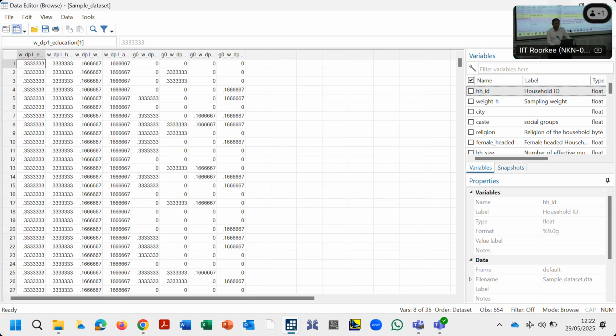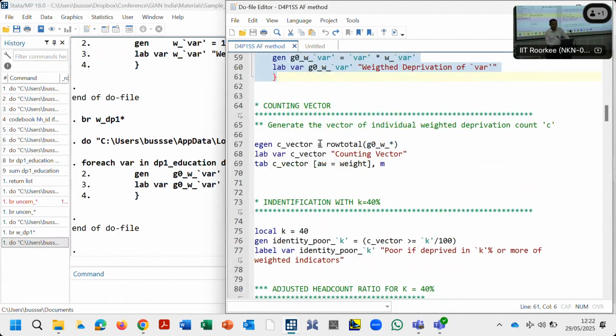Now, what is the next step? The next step is to create a counting vector. Right? We have the weighted deprivation matrix. We have to create a count vector for everybody, the deprivation score for each person.